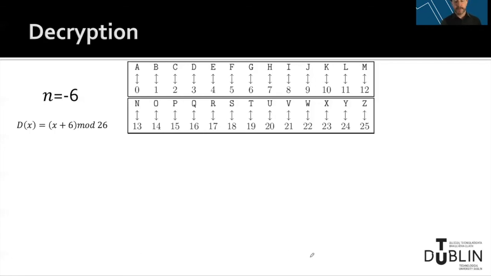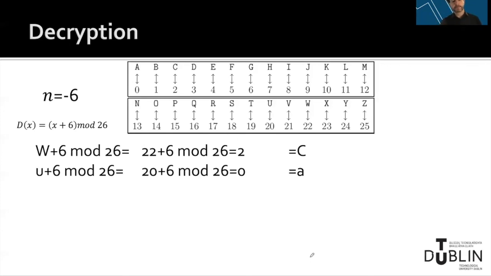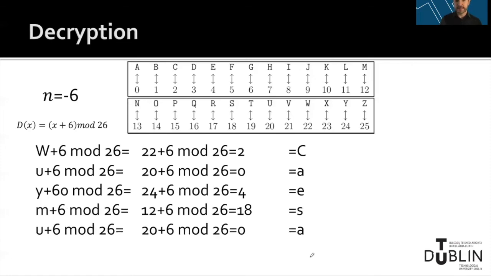So to decrypt, negative n, so that's minus minus. So W plus 6, 22 plus 6, wraps us back around to C. U, which is 20, 20 plus 6, which is 26, which is 0, which is A. Y, which is 24, 24 plus 6 is 30, minus 26, which is 4. 12 plus 6 is 18. 20 plus 6, once again, is A. And L plus 6 is 17, which is R. So once again, does it matter if it's plus or minus? No, as long as you know your modular arithmetic, which you've done some before, it all falls into place.